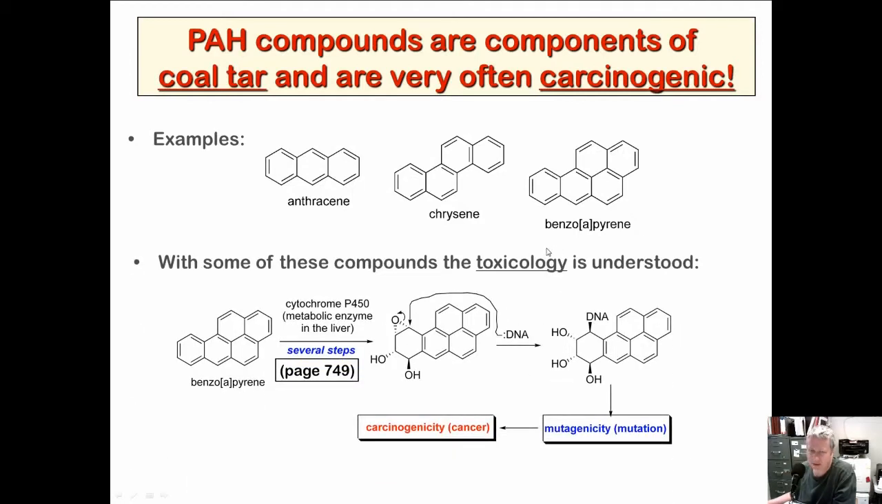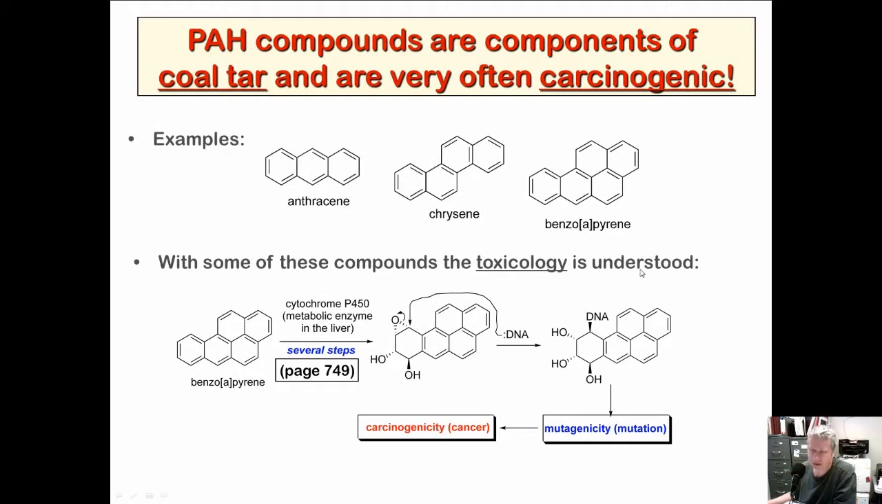This shows a little bit of how they actually work. So, benzopyrene is one of the most carcinogenic PAHs known to man. And actually, I think that it's one of the most carcinogenic substances ever. It's really pretty bad for your body.